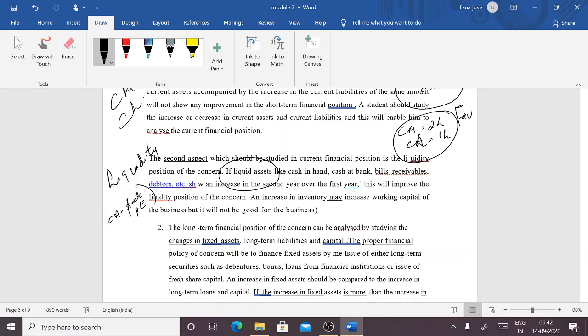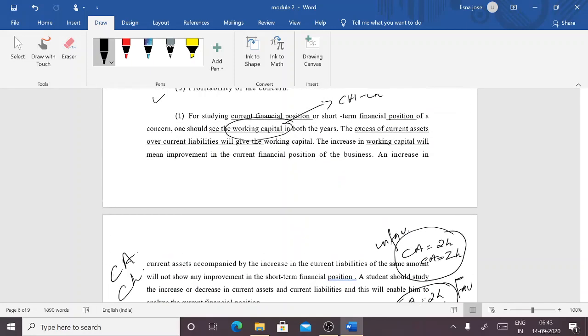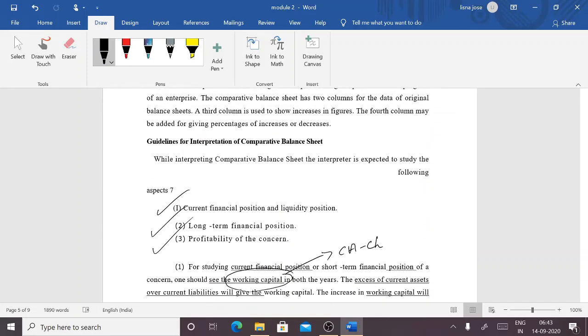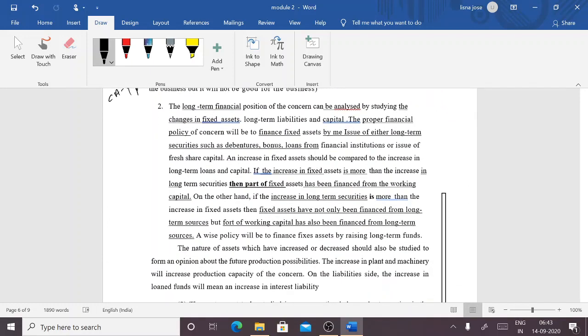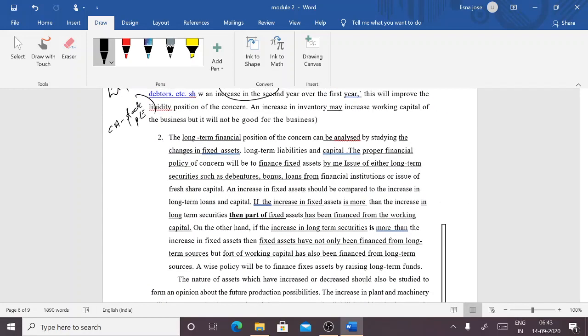So once all the calculation is done, the second part is the interpretation. So the first thing that you need to interpret is the current financial position of the company. Then after that we need to interpret the long-term financial position of the company or the solvency position of the company. So in order to do that, the long-term financial position of the concern can be analyzed by studying the changes in fixed asset.